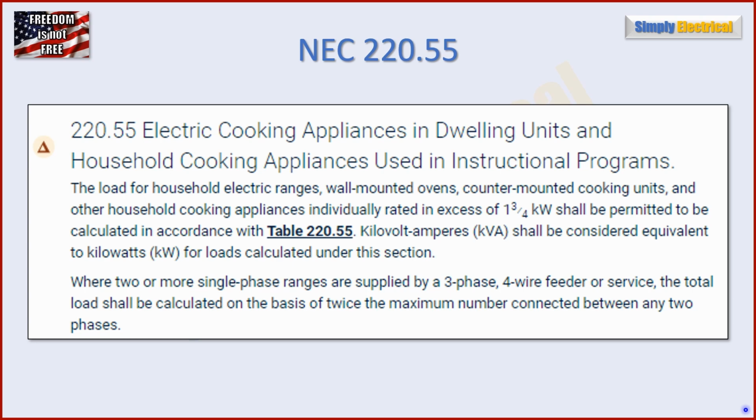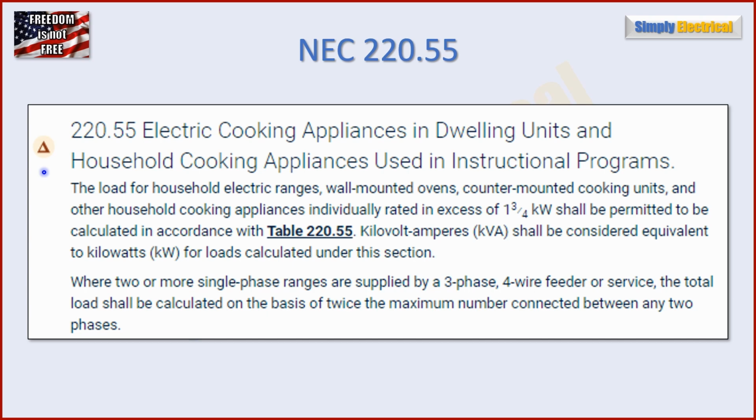Okay, so here's 220.55. And you'll notice this little triangle over here on the left side, and that tells us that there's a change that has been implemented in the 23 code. But like I said before, it doesn't apply to us, it doesn't affect feeder calcs, it's just in the notes to the table, and we'll talk about that when we get there.